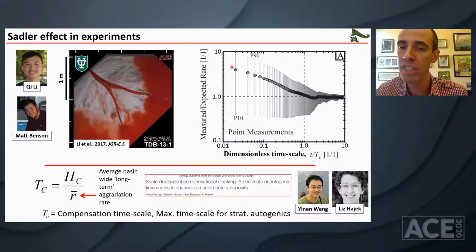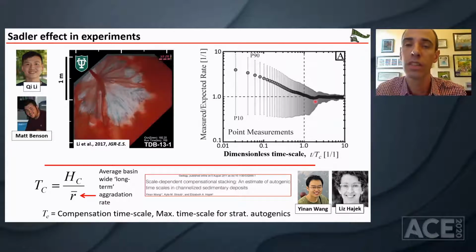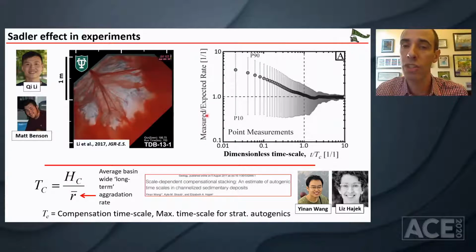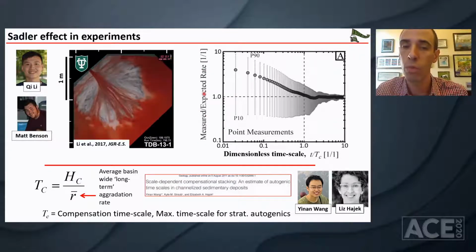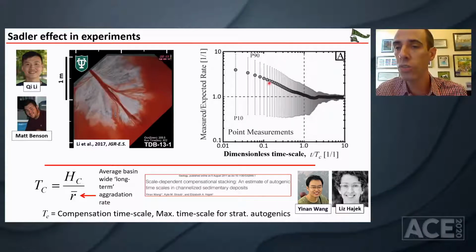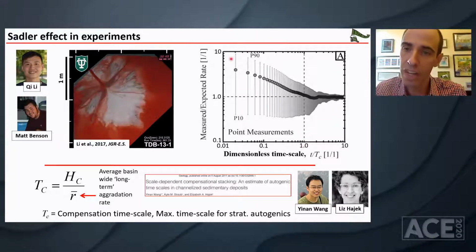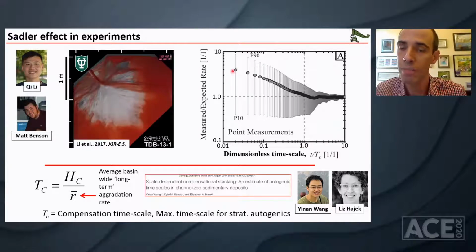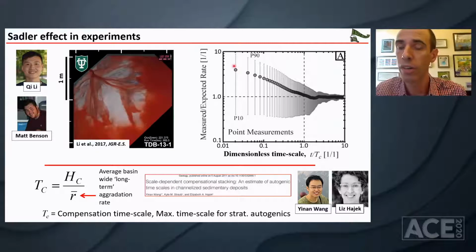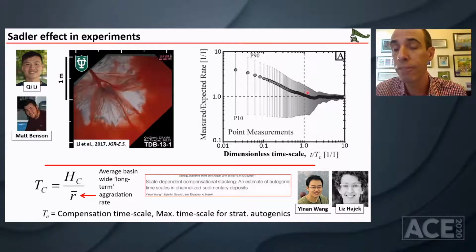Now, if we actually take measurements of the deposition rate, and we do this measurement over different averaging time periods, we create an effect that is very analogous to the Sadler effect. Here, I'm normalizing our measured deposition rate by the expected deposition rate, which is our long-term rate of generation of accommodation in the basin. So you see a power law decay here in our deposition rate until we reach a critical time scale that we refer to as a compensation time scale. But just to emphasize, these high deposition rates are measured deposition rates maybe that we are getting once an hour. They're deposition rates averaged over an hour, whereas this might be a deposition rate averaged over 50 hours.